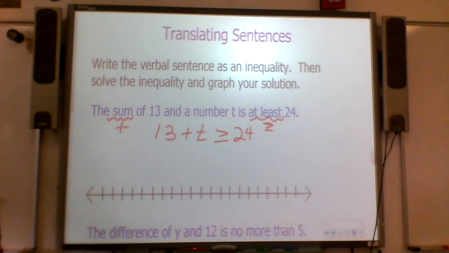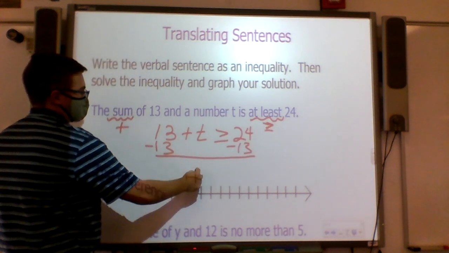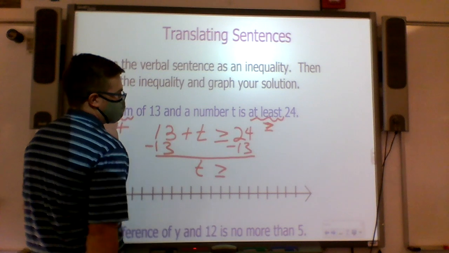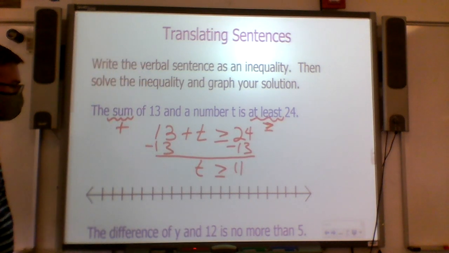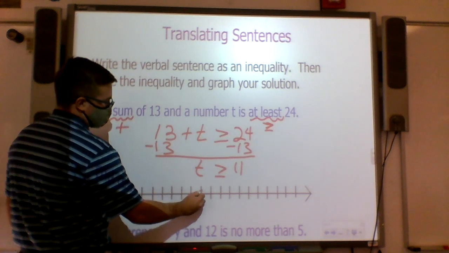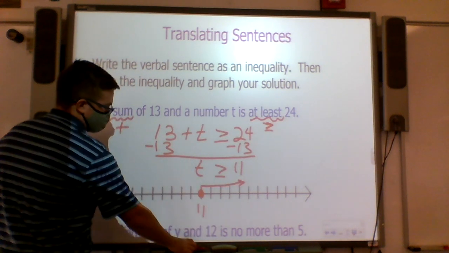And then all I have to do is solve that. Subtract 13 from both sides. T is greater than or equal to 11. And then plot it on a number line. So closed circle on 11, shaded to the right.